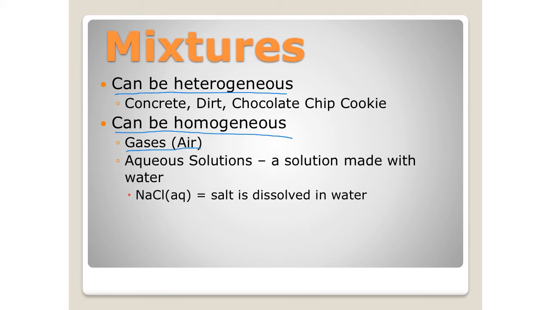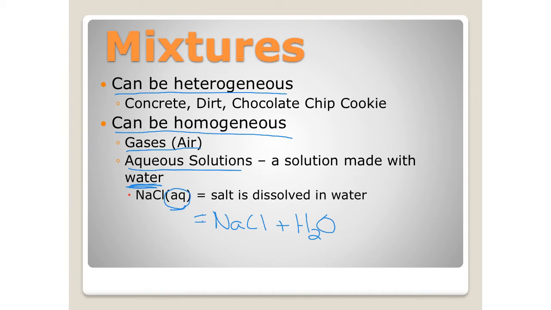Another example of a homogeneous mixture are aqueous solutions. So aqueous solutions are solutions that are made with water. So if you see a little AQ next to something, that means that it has water in it. So NaCl is going to be salt dissolved in water. So when you dissolve salt in water, you can no longer see the salt, but it is still there. These also help to illustrate some of the other properties that we talked about, like the parts retain their individual properties. So if you have salt water, it will still taste salty. So the salt still acts like salt.